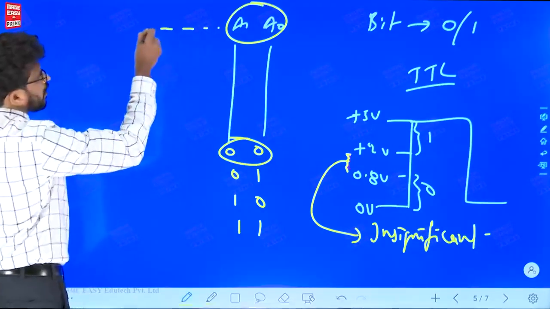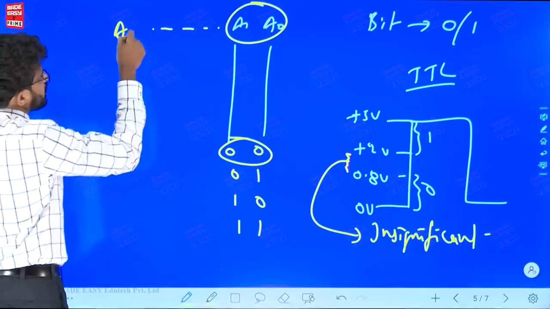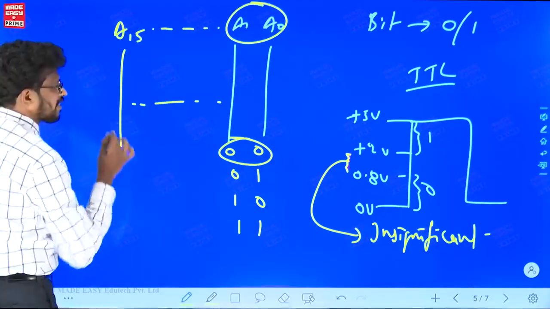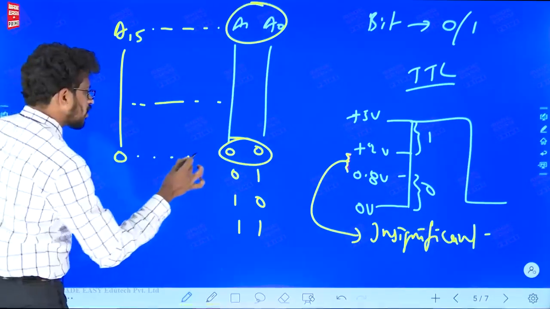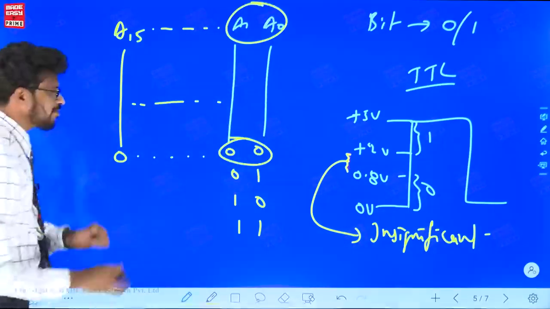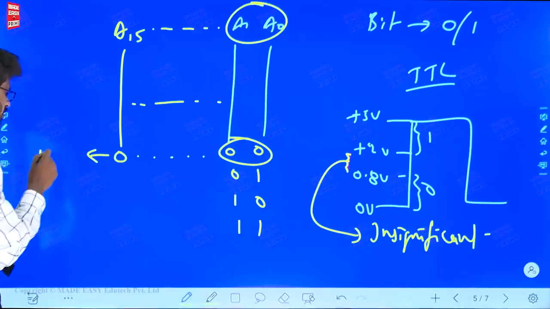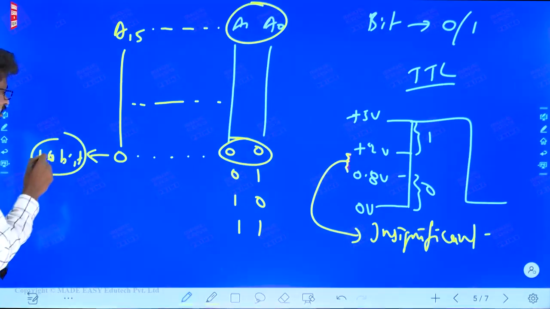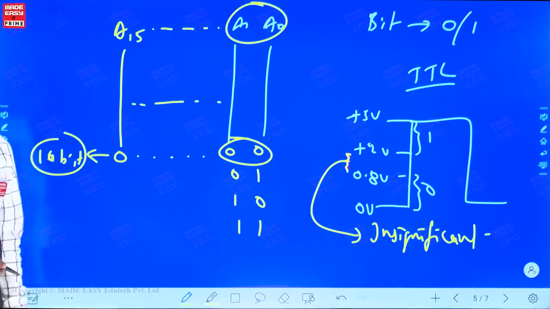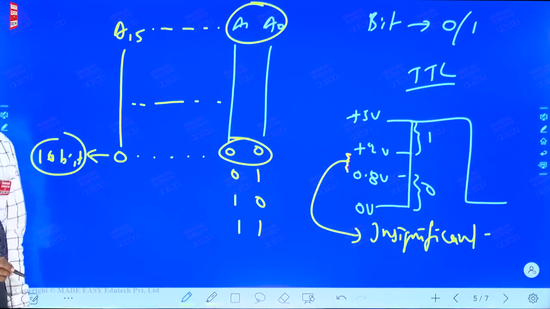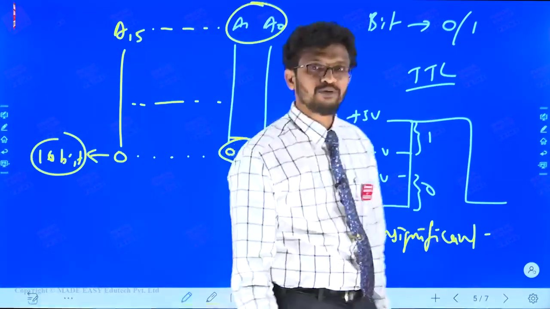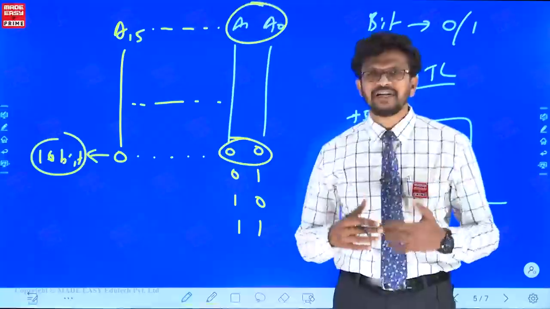Now tell me, the number of address lines in 8085 is 16, meaning A0 to A15. How many wires are there? 16 wires. It means how many bits can be transferred in parallel at a time? 16 bits. That is why we call it 16 bits in length. The length of address bus in 8085 is 16 bits. Who decides this? Manufacturer. It is not in our hands.